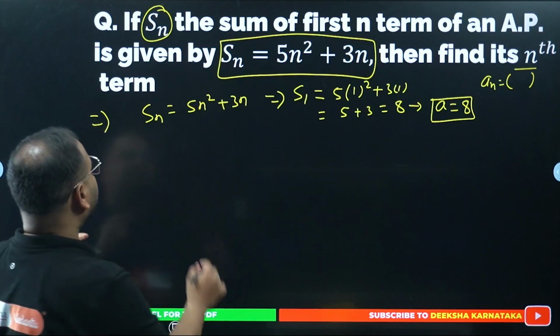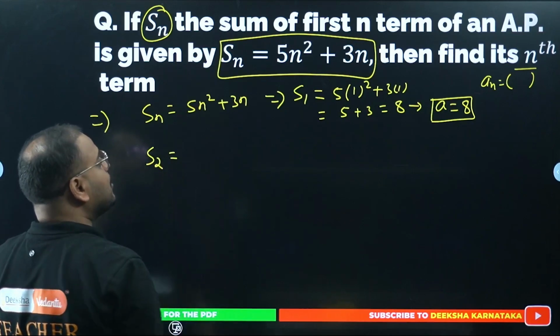One thing we have identified. Good, sir. Now sum of two terms. Check sum of two terms. So replace n by 2.